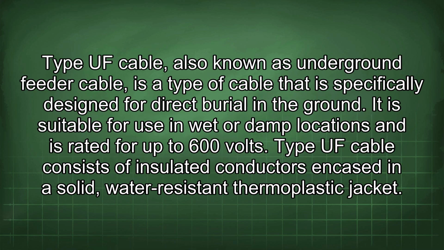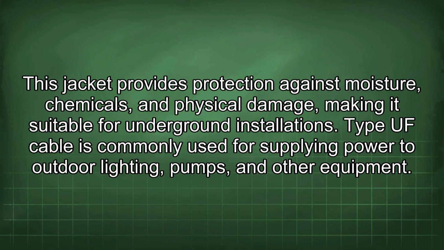Type UF cable, also known as underground feeder cable, is a type of cable that is specifically designed for direct burial in the ground. It is suitable for use in wet or damp locations and is rated for up to 600 volts. Type UF cable consists of insulated conductors encased in a solid, water-resistant thermoplastic jacket. This jacket provides protection against moisture, chemicals, and physical damage, making it suitable for underground installations. Type UF cable is commonly used for supplying power to outdoor lighting, pumps, and other equipment.